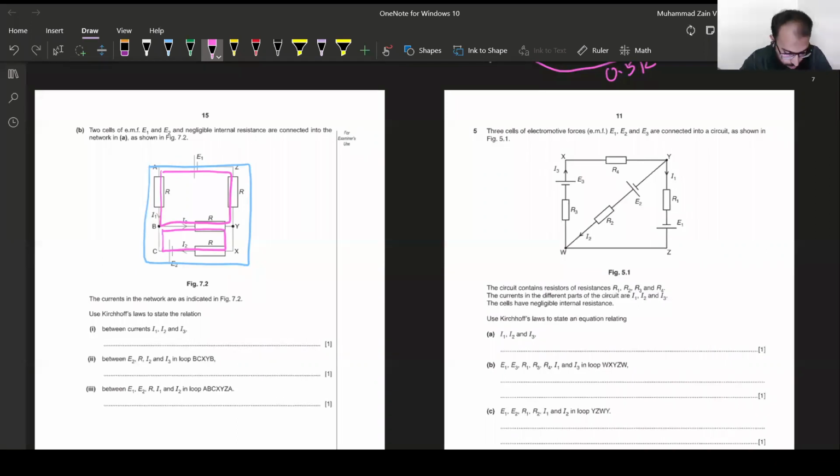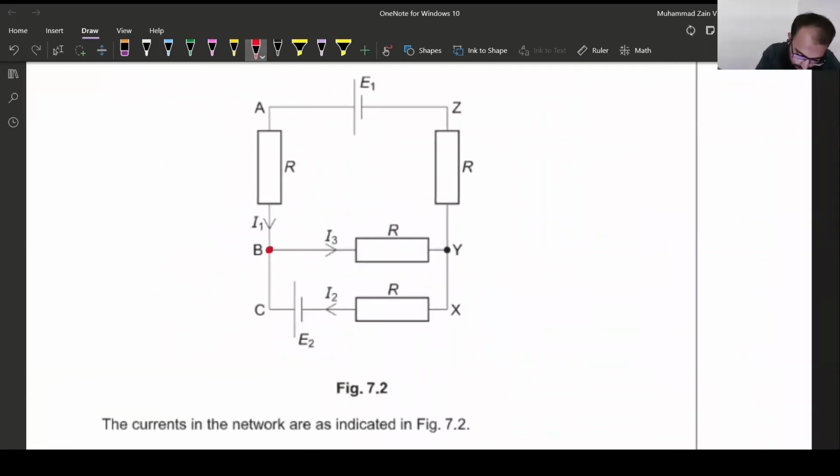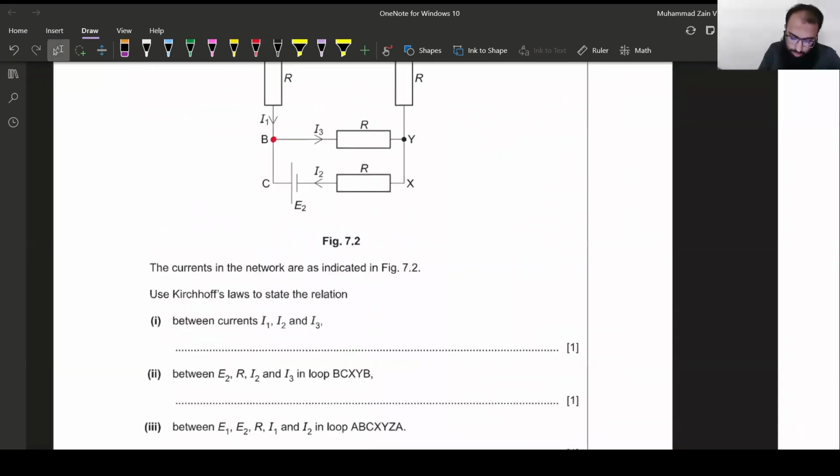Okay, so use Kirchhoff's law to state the relationship between currents I1, I2, I3. As far as currents are related, we don't need to use this concept of loops. We just need to use the concept of nodes. So that's what we do. If I look closely, let's start observing node B. So at node B, the sum of currents entering node B should equal the sum of currents leaving node B.